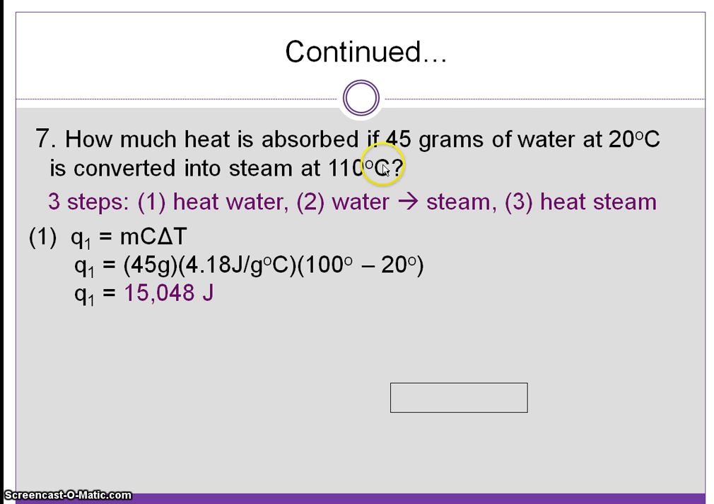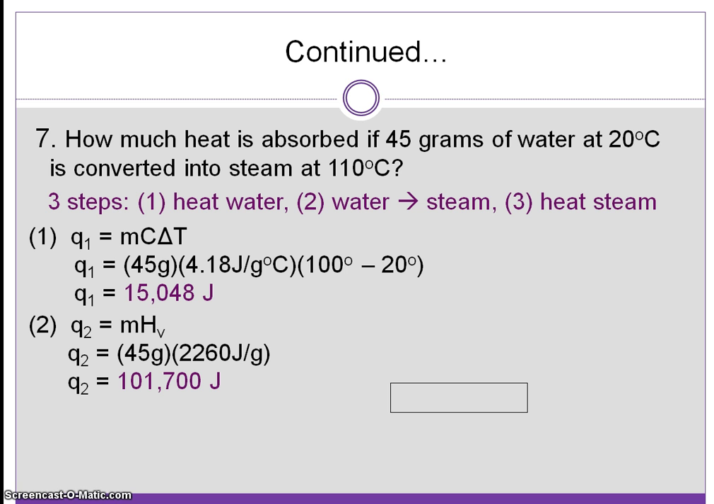Now that it's at 100, now we can convert it to steam using Q equals M times H. And since we're going liquid to gas, we want to use vaporization, not fusion. So when you look at the reference packet, choose the vaporization one.